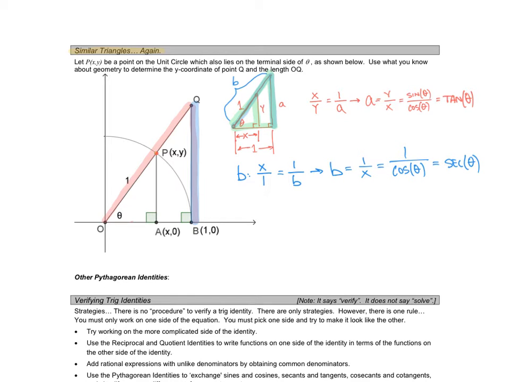Okay, so if you want to know what the secant of theta is, a geometric representation of that is this length right here. Okay, that's fascinating to me, folks. And let's see if we can do anything else with this new information.